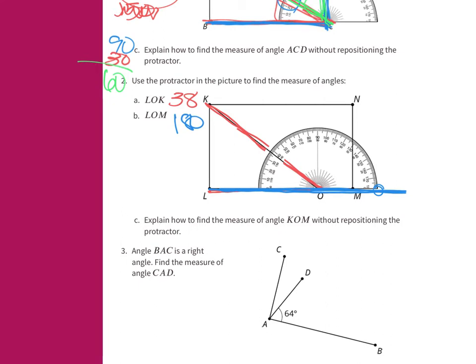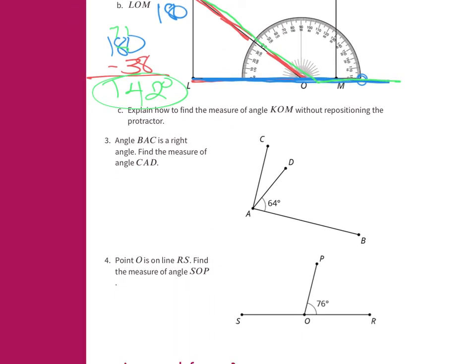So KOM, it's the other part, so we're just going to subtract again. So we're going to go 180 minus 38, and we get 142 degrees. Okay? All right, number 3.